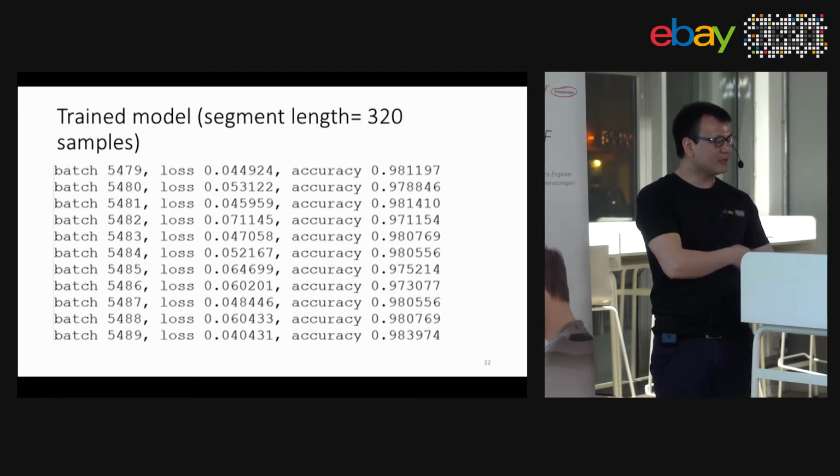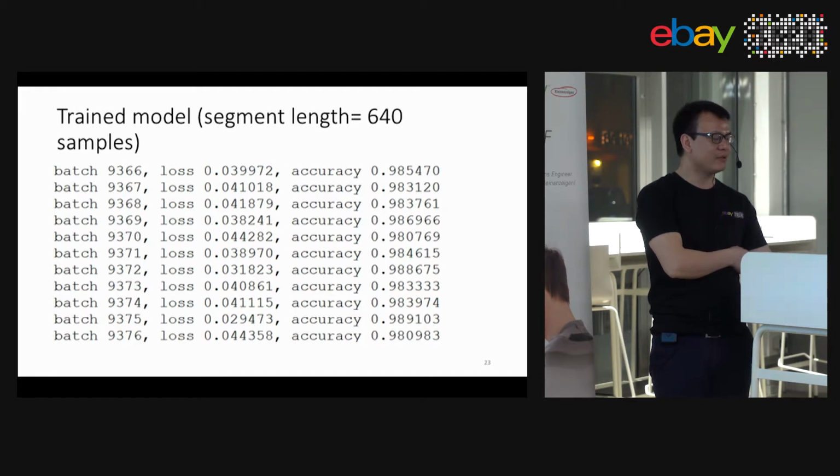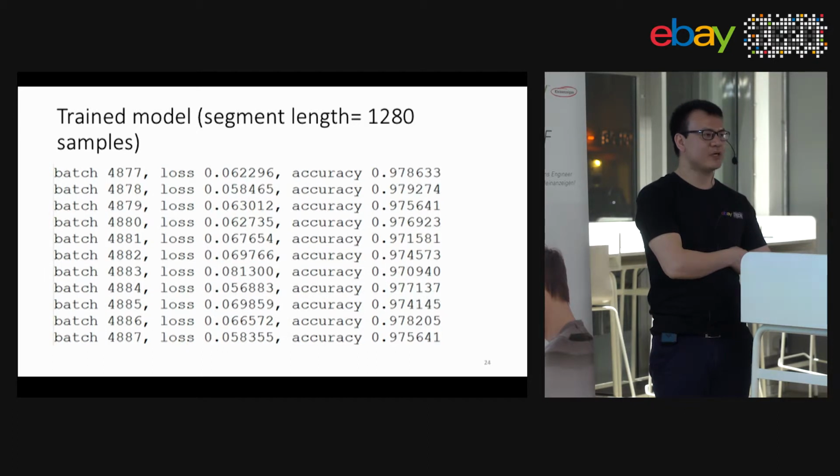Then in the following slides, we will show the performance of the trained model using different segment lengths for training. This is the performance using about 5 seconds, about 10 seconds, and about 20 seconds.